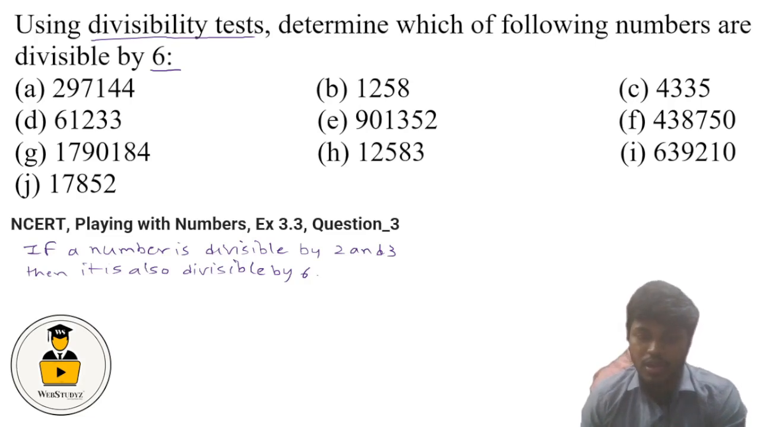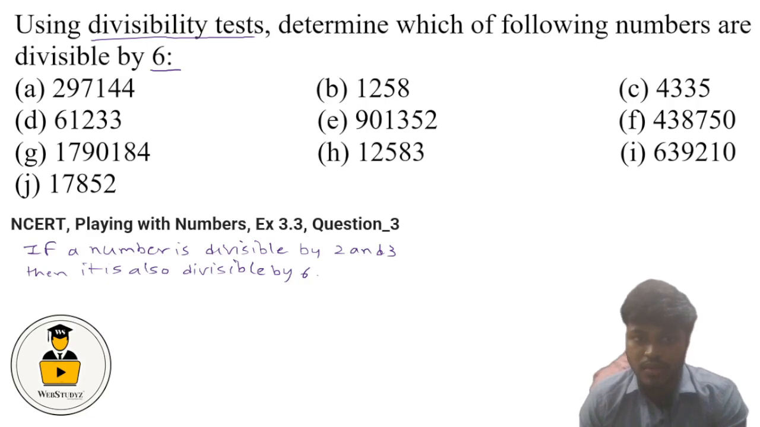Now, in order to check whether a number is divisible by 2, we have to check the last digit. If the last digit is 0, 2, 4, 6 or 8, then we say that the number is divisible by 2. And for 3, we have to find the sum of the digits of the number, and if the sum is divisible by 3, then we call such numbers divisible by 3. So let us consider the first example.